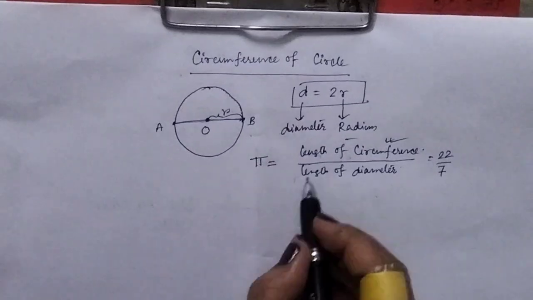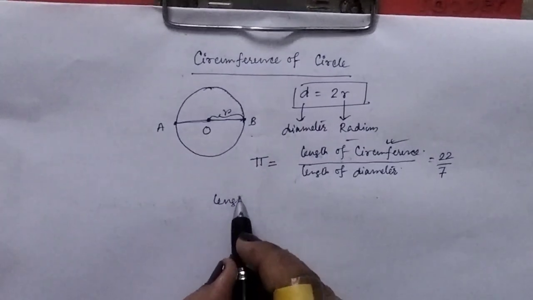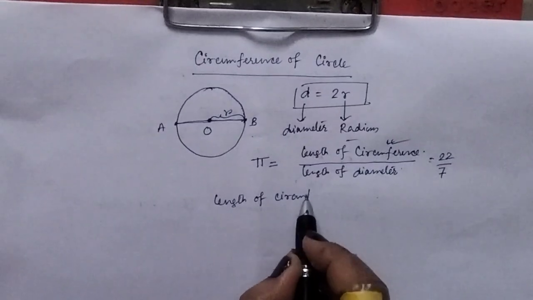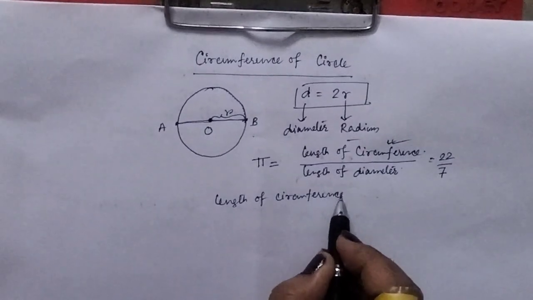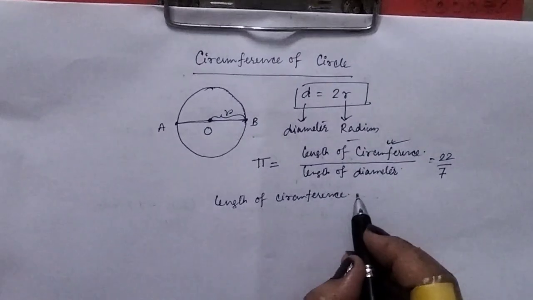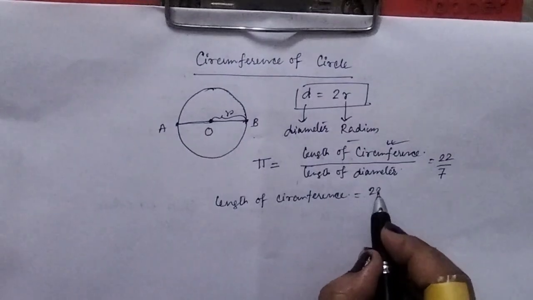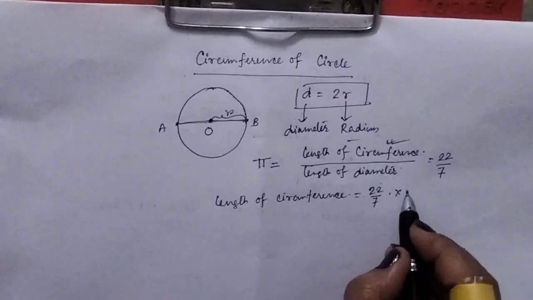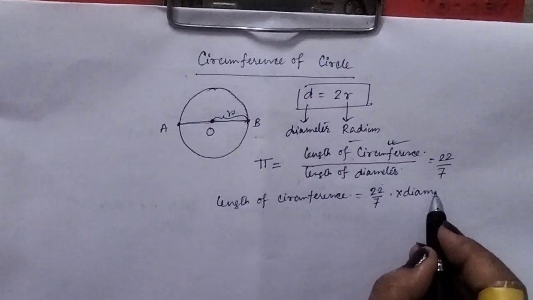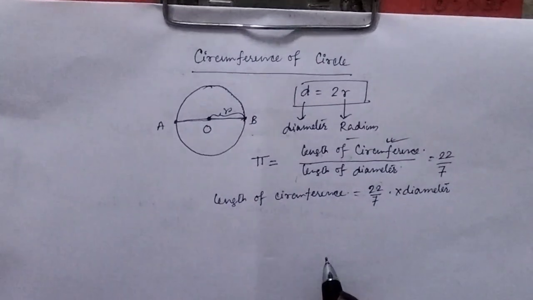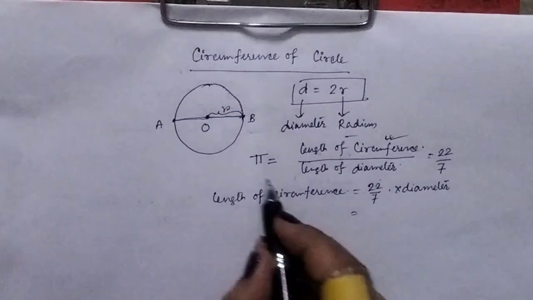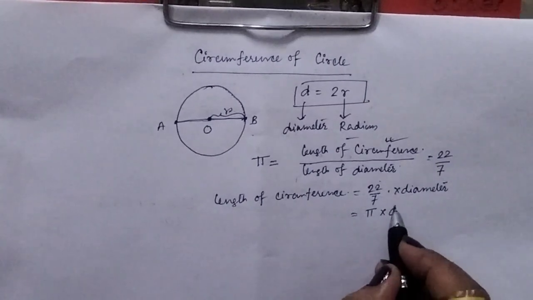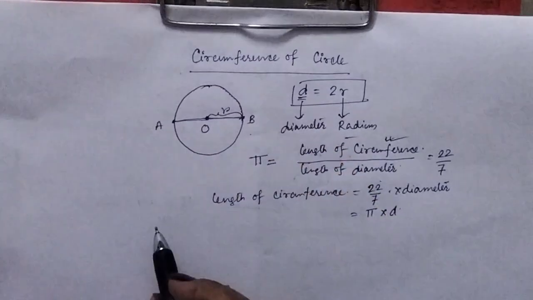So here from this relation, we can derive the formula of finding the circumference of a circle. What is this? Here you will get length of circumference of any circle is equals to pi, means 22/7, into length of diameter. That means we can write pi, it can be written like this also, into d. Here we have taken it as d.